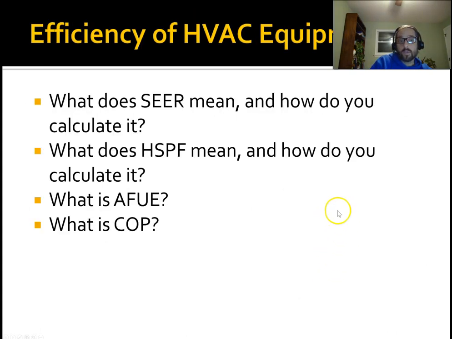Okay, and that's it for the efficiency. So now you know what SEER means, how you calculate it, what HSPF means and how you calculate it, and also AFUE and COP.